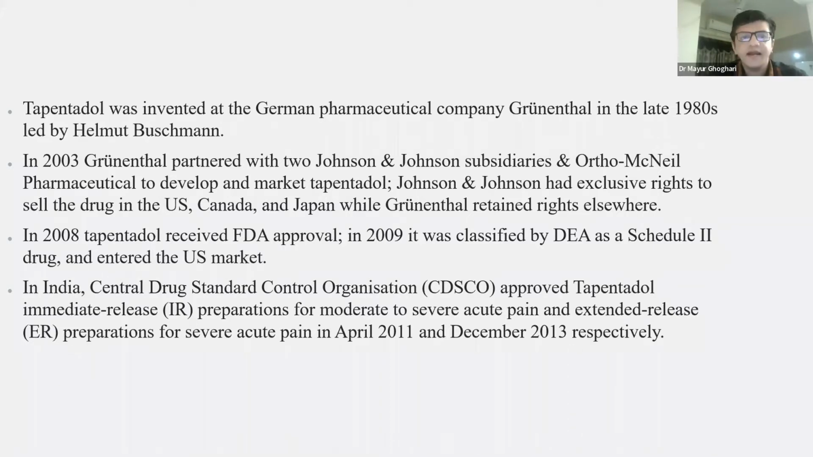Tapentadol was invented at the German pharmaceutical company Grünenthal in the late 1980s, led by Helmut Buschmann. In 2003, Grünenthal partnered with two Johnson & Johnson subsidiaries, including Ortho-McNeil Pharmaceutical, to develop and market Tapentadol. Johnson & Johnson had exclusive rights to sell the drug in the US, Canada, and Japan, while Grünenthal retained rights elsewhere. In 2008, Tapentadol received FDA approval. In 2009, it was classified by the Drug Enforcement Administration as a Schedule 2 drug and entered the US market.